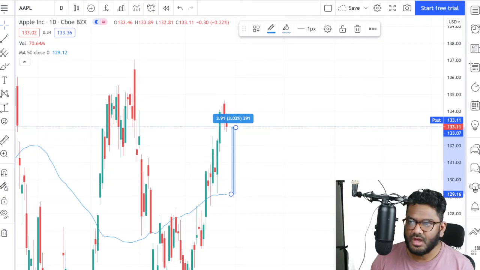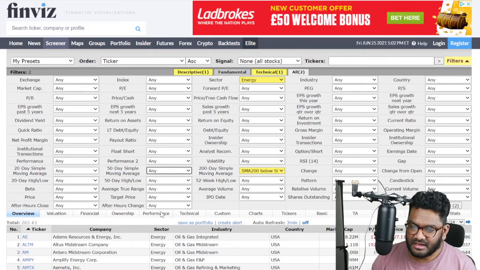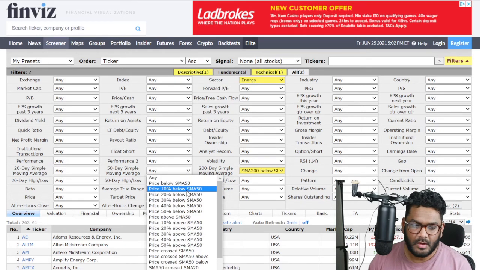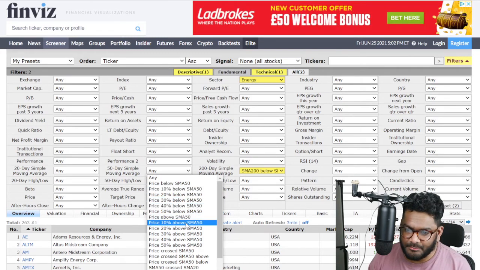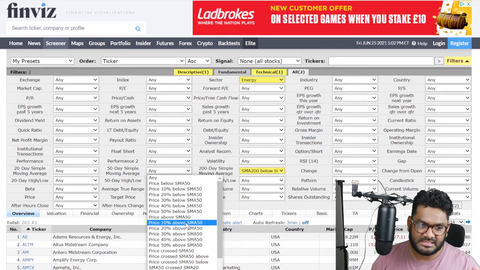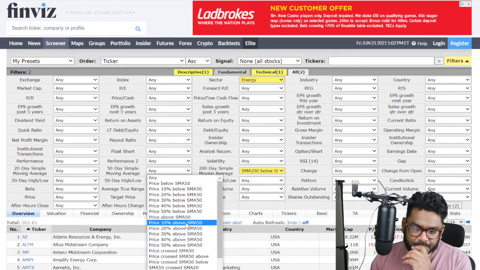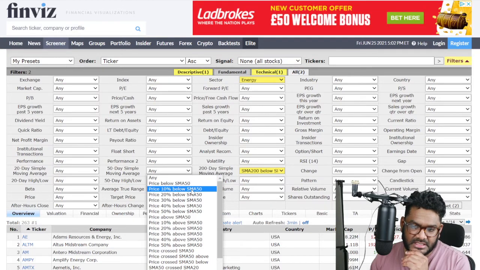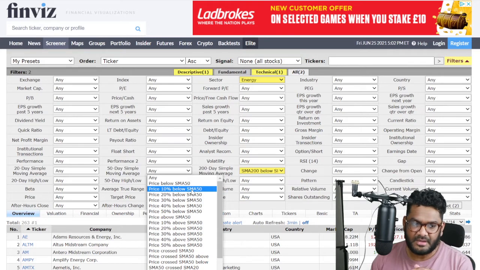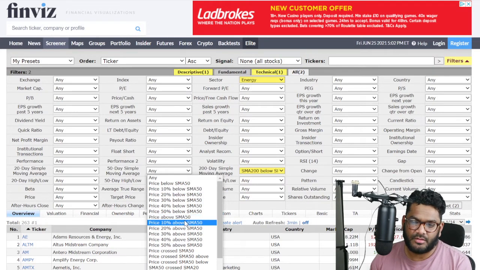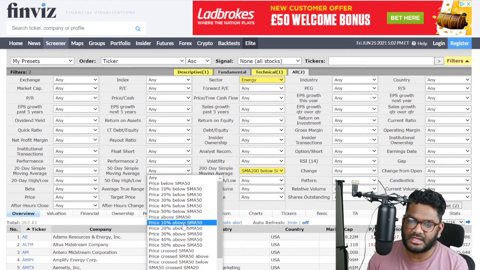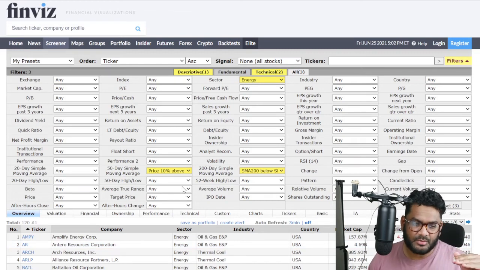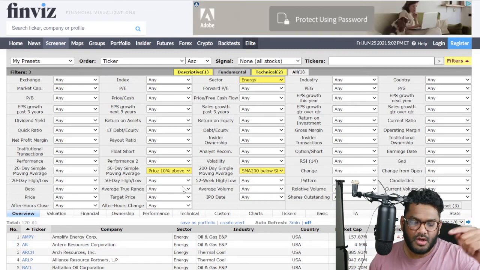So when we go back to our Finviz and choose the 50 days moving average, we try to find it out. The price is below 10%, meaning the price is 10% below the 50 days moving average. No, I don't want that one. I wanted the price above the moving average. So I put like 10%. Now the current share price is 10% above the 50 days moving average.